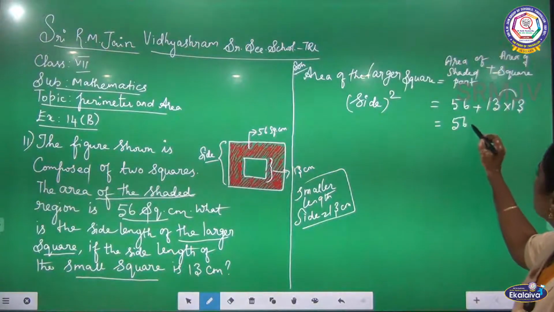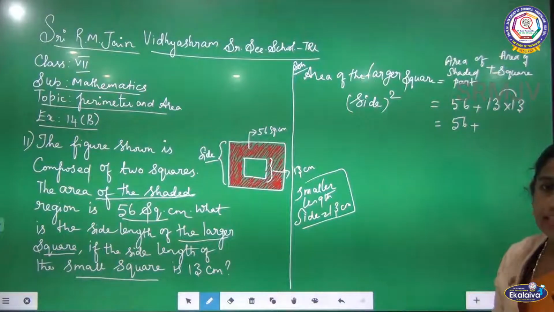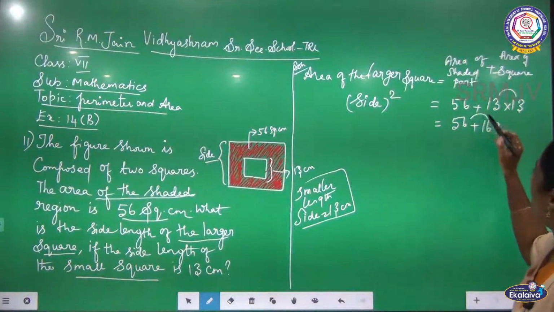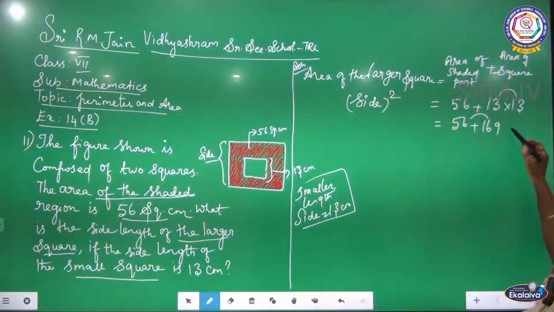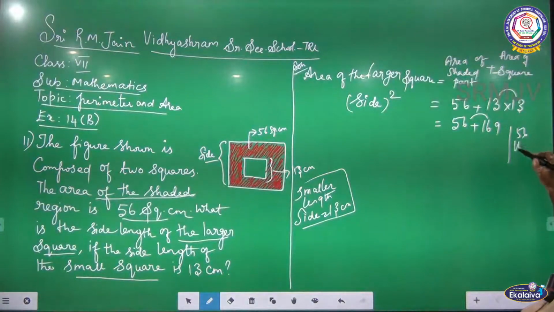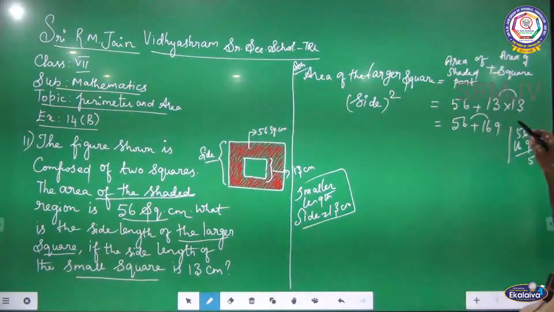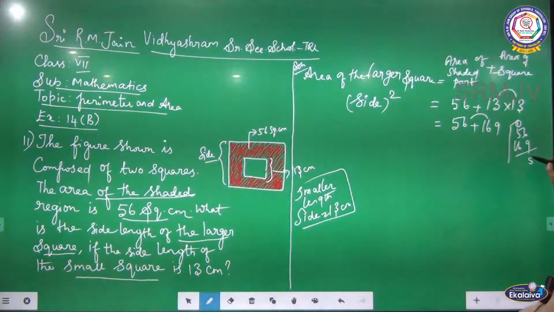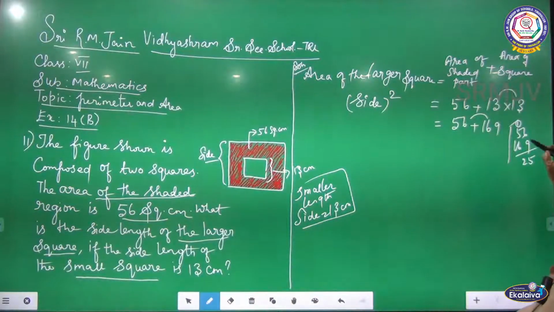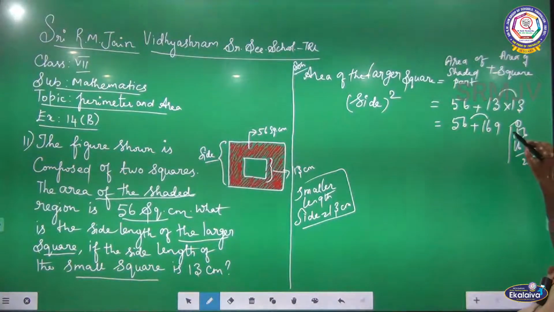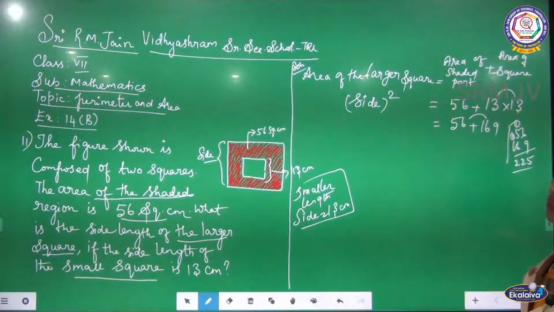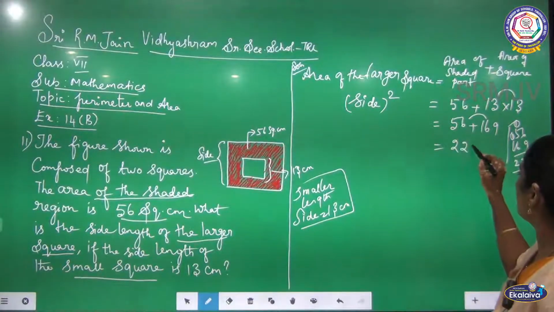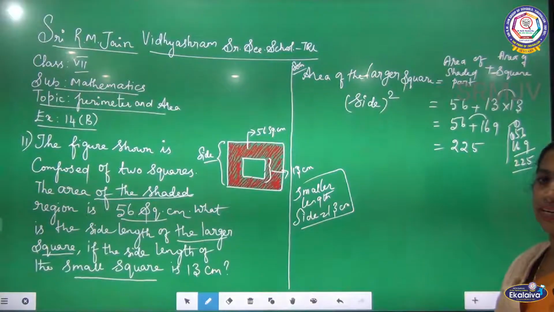So, 56 plus 13 into 13, 13 13s are 169. Now, I am going to add these two. So, 56 plus 169, which is what? 225. 9 plus 6 is what? 5. 6 plus 6 is what? 12. Again 1 carry over. 225. Okay. Now listen. Side square is equal to 225.